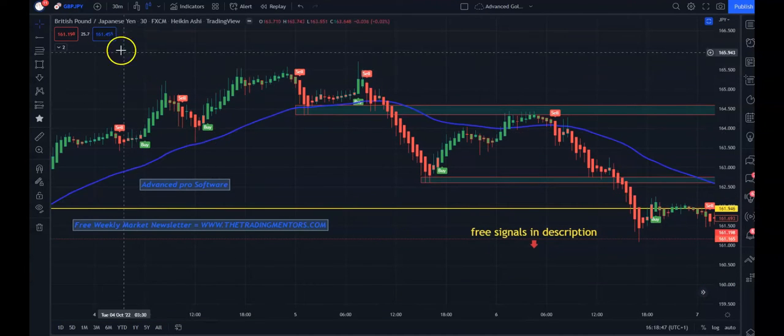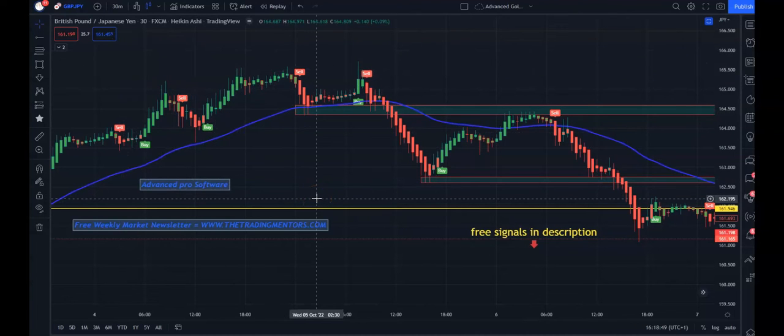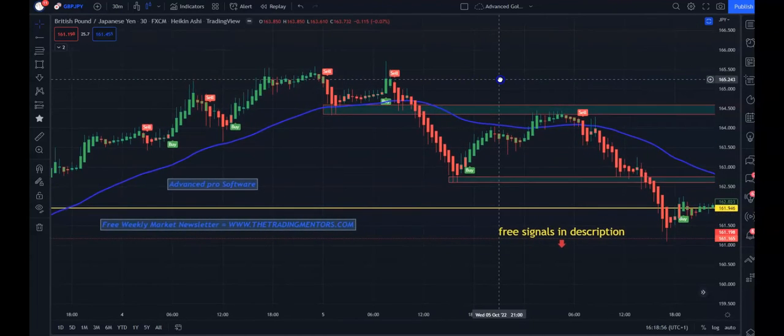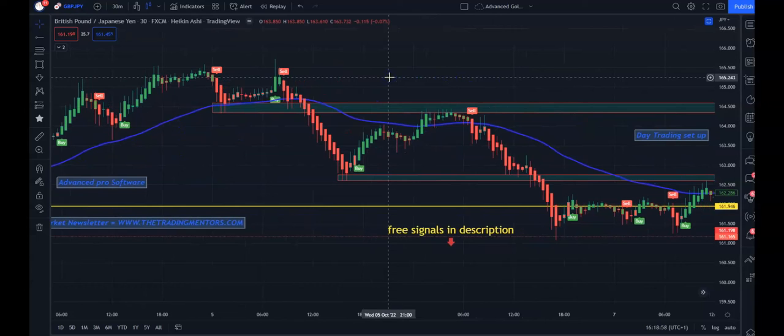So as I say, this is the pound yen. Pound yen is a quite reliable and great one to day trade. We do position trade as well, but day trading, I know a lot of you want to do that, and this is by far the best way to do it.